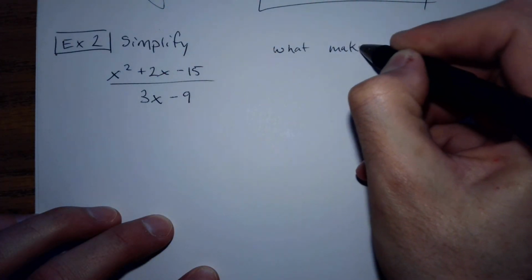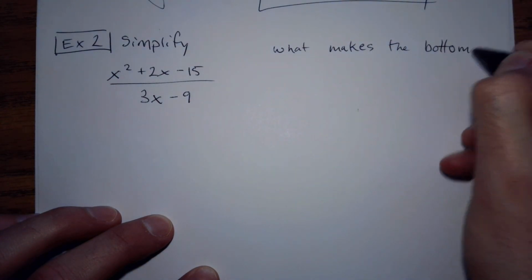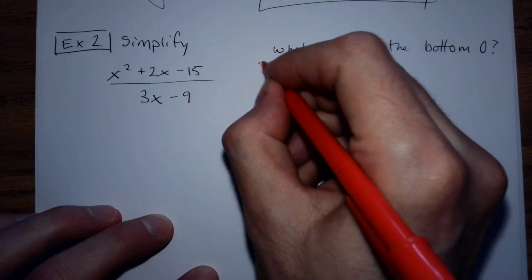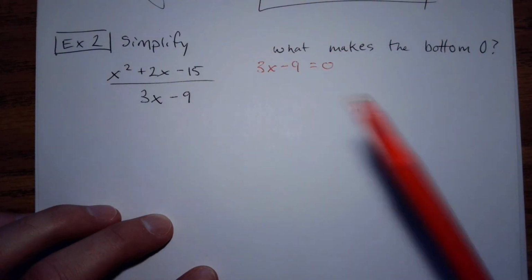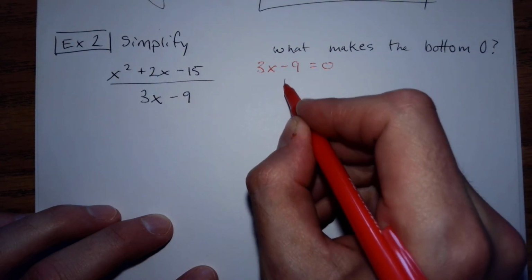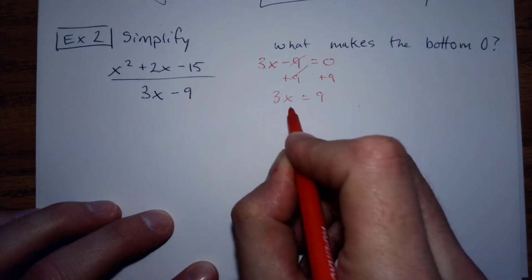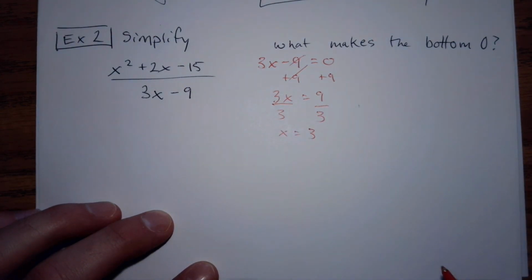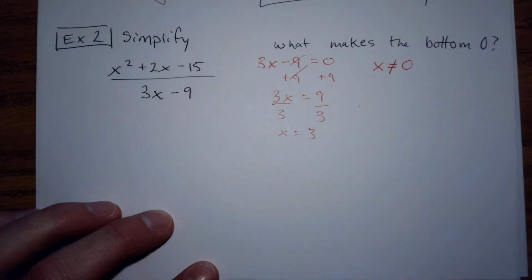What makes the bottom 0? The way you figure that out is just by taking the bottom and setting it equal to 0 and solving. You could factor to solve, but this one's an easy one, just solve straight away. Plus 9, 3x equals 9, divide by 3, x equals 3. So at the very end, I know I'm going to have to say x cannot equal 3.